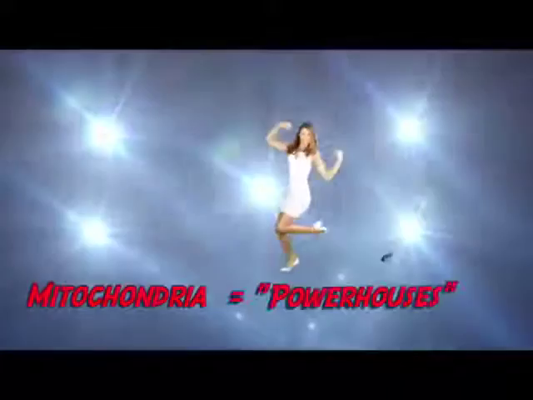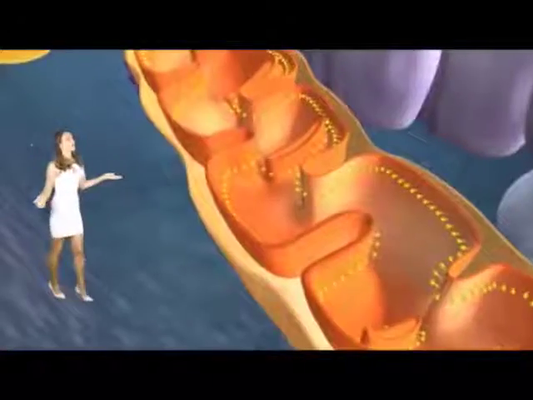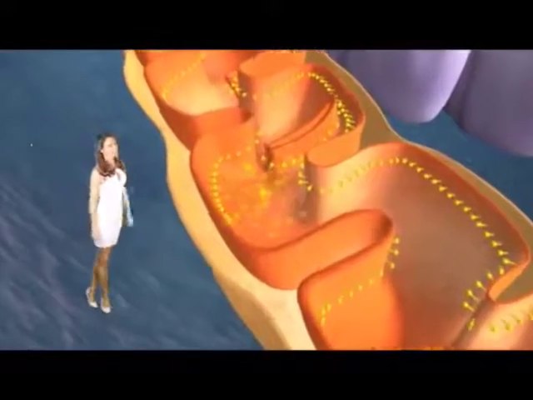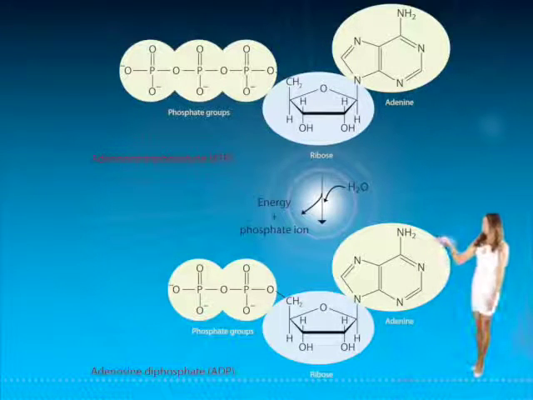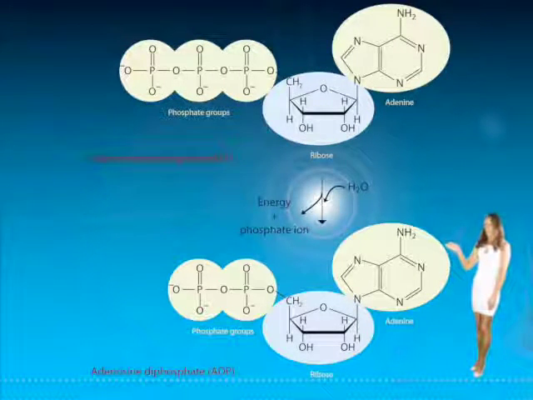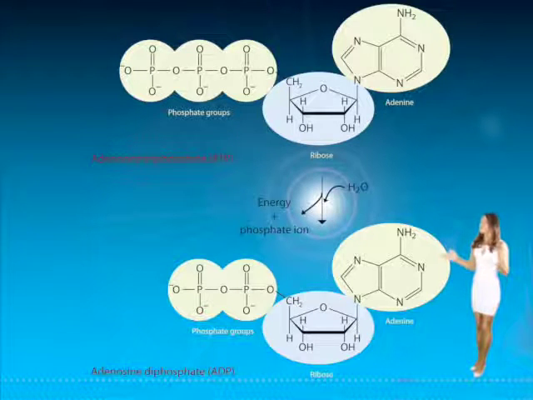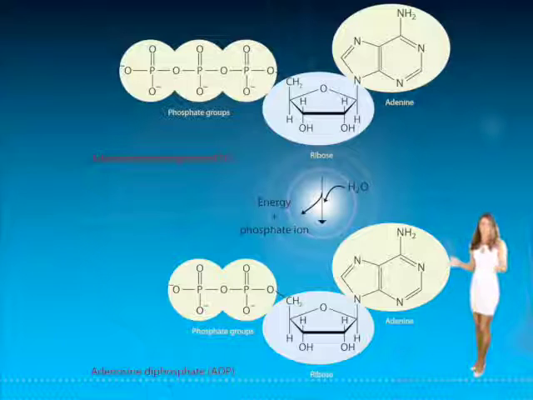Mitochondria are the powerhouse of the cell. The mitochondria provide energy wherever it is needed to carry out the cellular functions. They recharge adenosine diphosphate molecules, also known as ADP. These are molecules with two phosphates attached to the end of it, di meaning two.